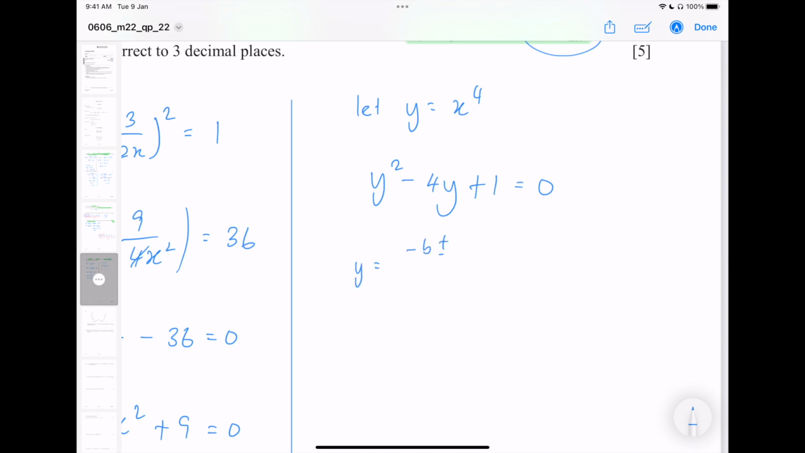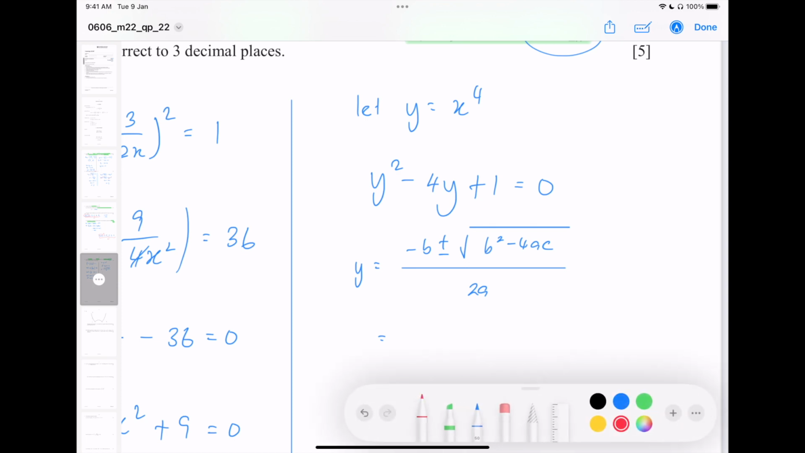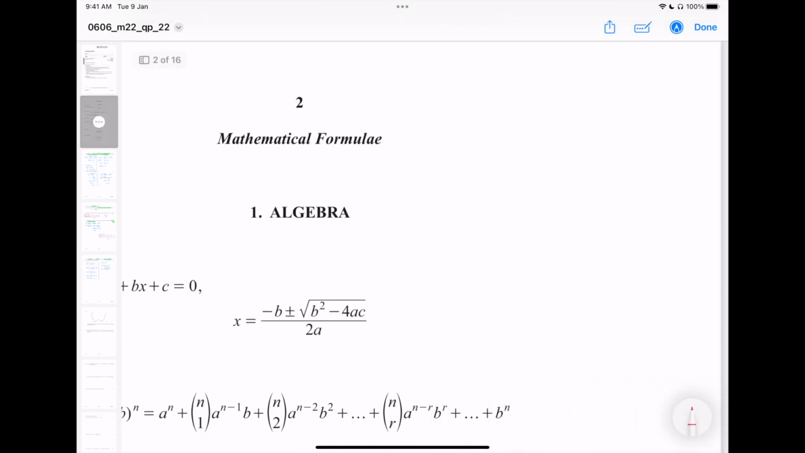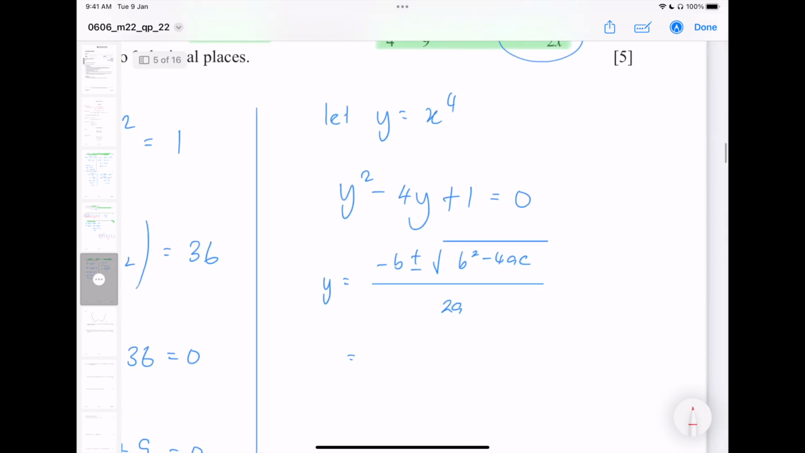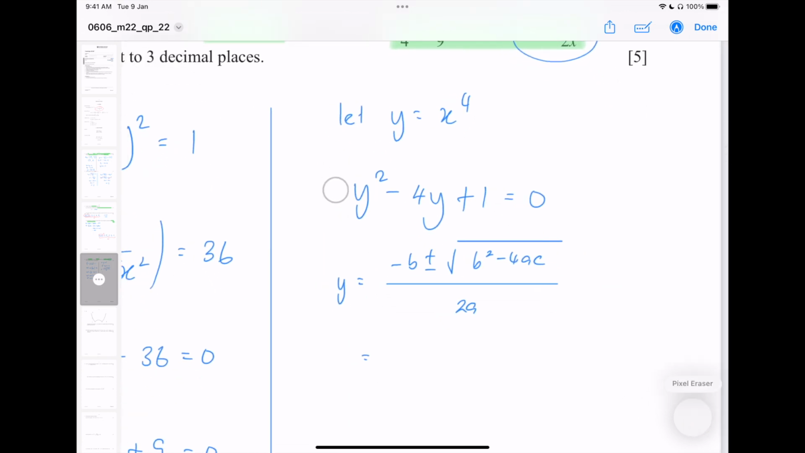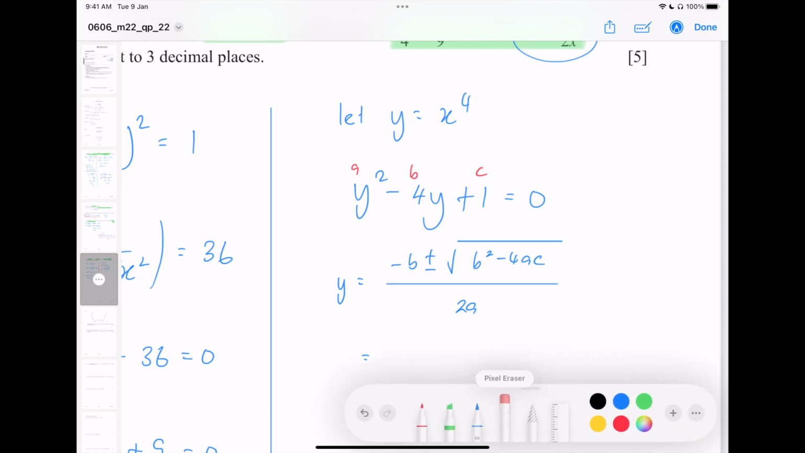Negative b plus minus square root of b squared minus 4ac all over 2a. Let's substitute these numbers in. For those who don't know, this formula should be on the first page. Yeah, there you go. The first page is the first formula. Okay, so let's go back to our question. This is your a, this is your b, and your c. Make sure you substitute them correctly.